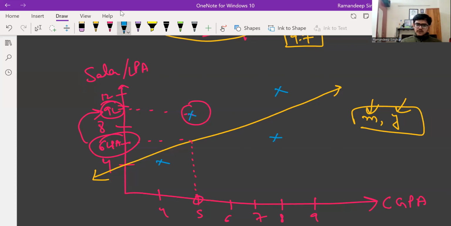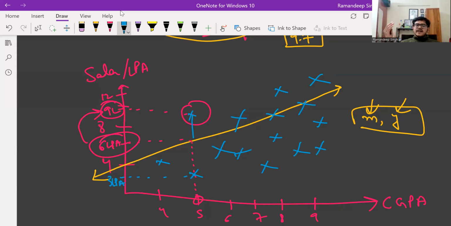But there could be a student who has got the same CGPA 5, but he might be placed for a salary even less than 4 LPA, like 3 LPA. Okay, so there could be thousands of points on this XY plane, and I want to plot a line which represents this data the best.